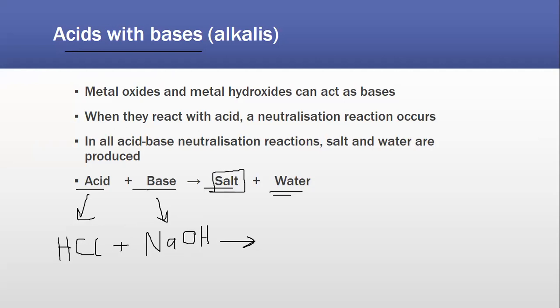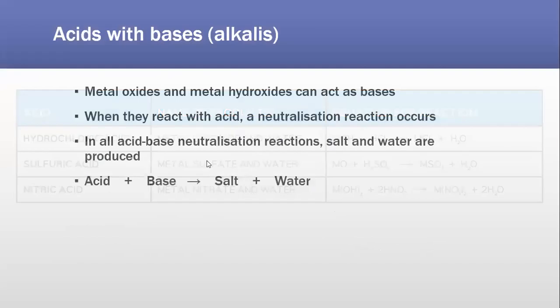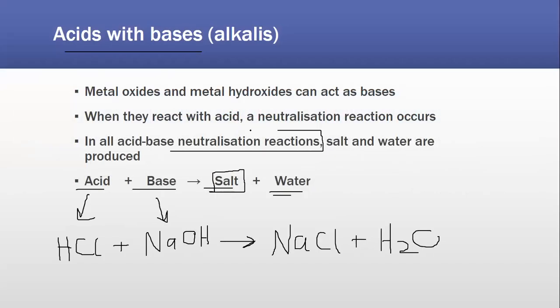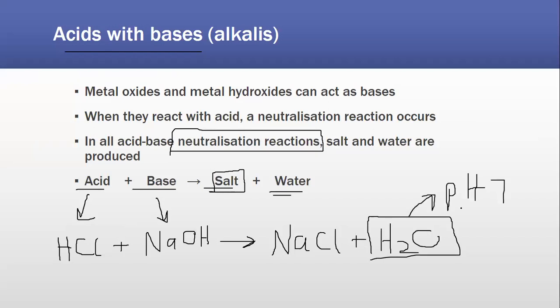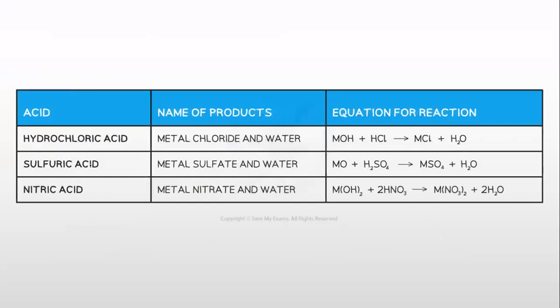Sodium chloride. Sodium chloride, exactly. And the other product would be water. This reaction is also known as neutralization reaction. क्यों? क्योंकि जो water produce होता है, this water basically has a pH of 7, which is known as a neutral pH. pH 7 जो होता है, it is a neutral pH.